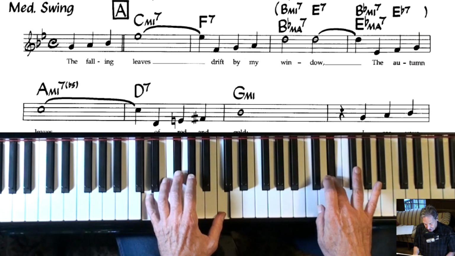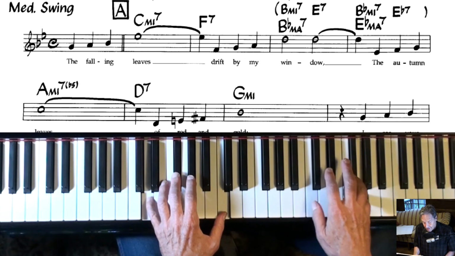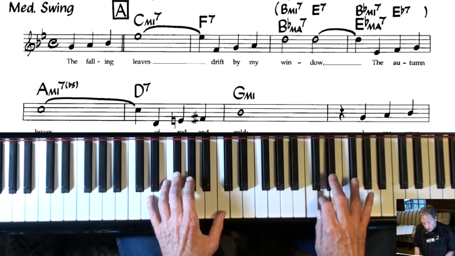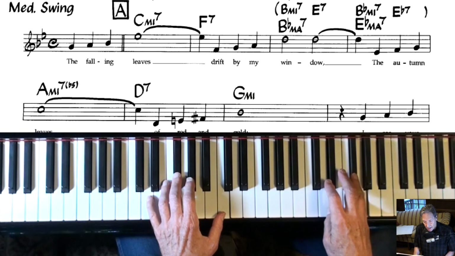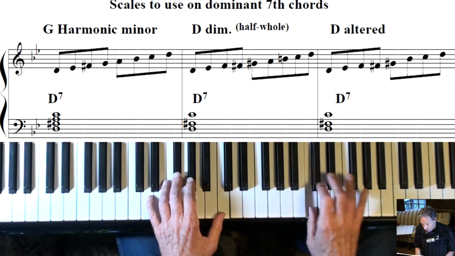Now there, I should have gone like that, and then the sharp there. And that actually gives us G harmonic minor scale, which is a scale that classical players know.